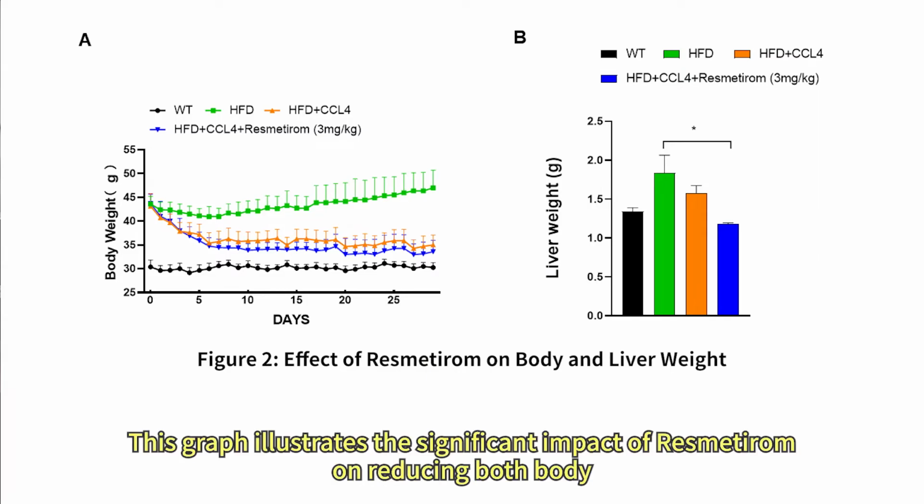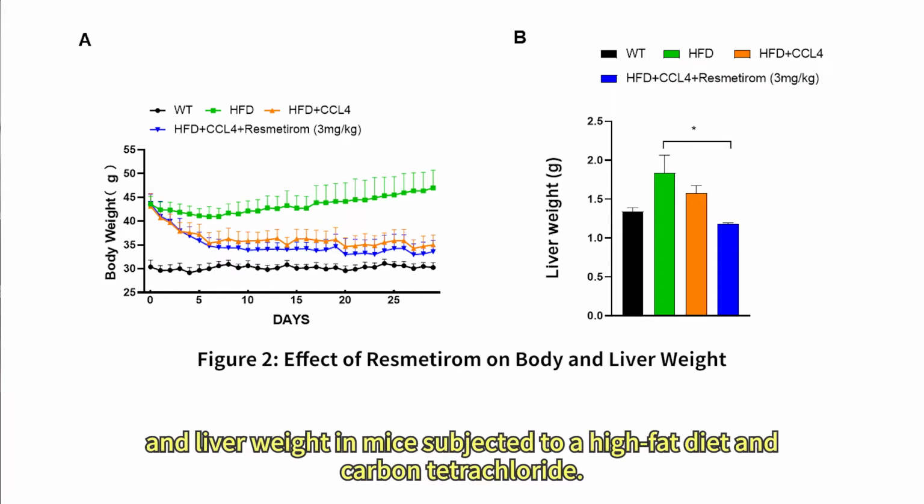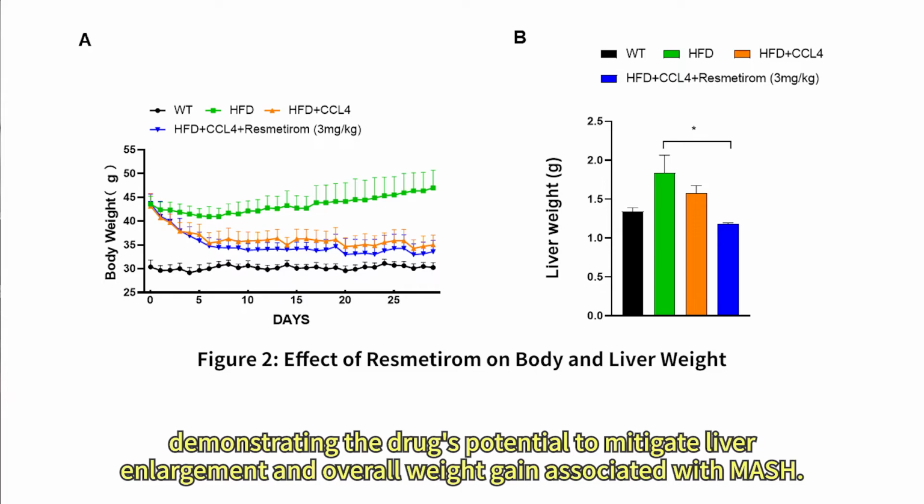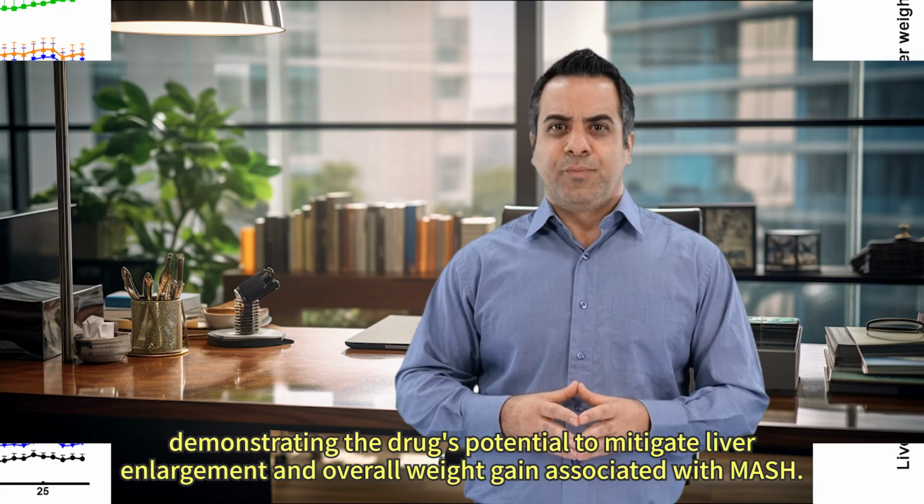This graph illustrates the significant impact of resmetirom on reducing both body and liver weight in mice subjected to a high-fat diet and carbon tetrachloride. The treated group shows a notable decrease compared to the untreated group, demonstrating the drug's potential to mitigate liver enlargement and overall weight gain associated with MASH.